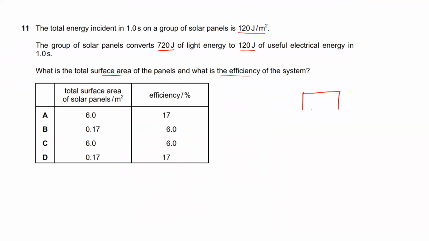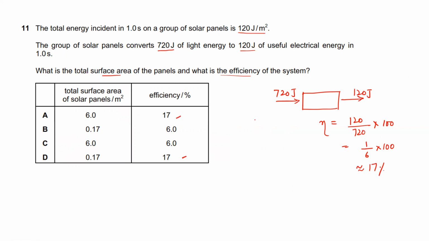Remember, the input energy is 720 joules, and the output energy is 120 joules. So the efficiency will be simply 120 divided by 720 multiplied by 100. This comes out to be 1 by 6 multiplied by 100, so this is approximately 17%. So for the efficiency, these two will be the best.